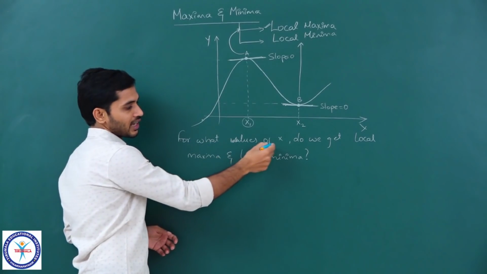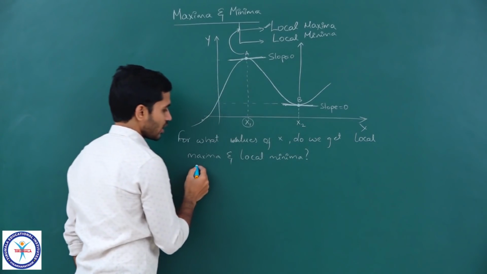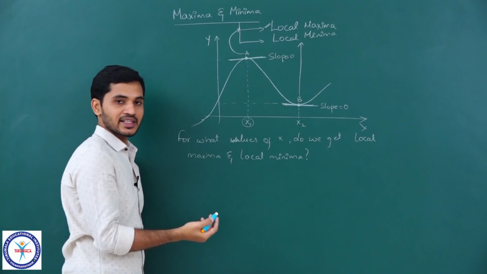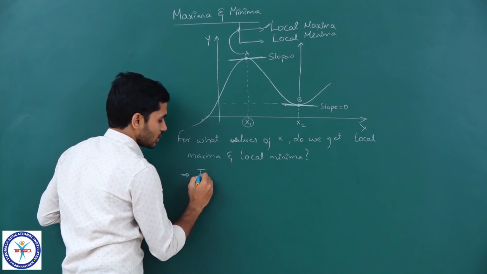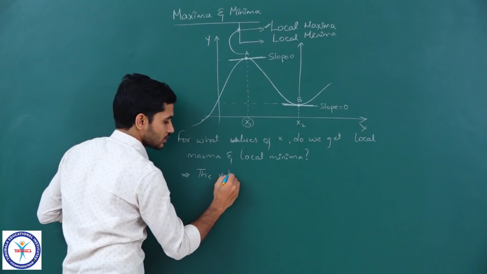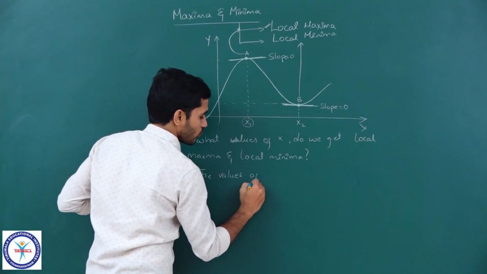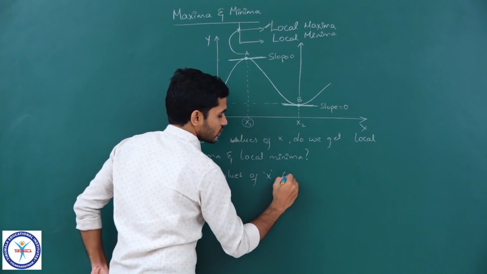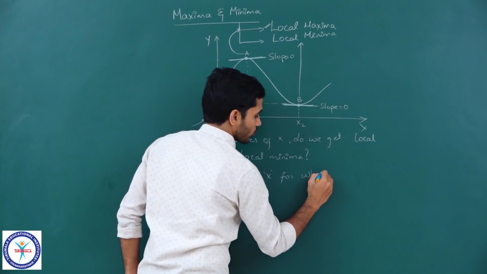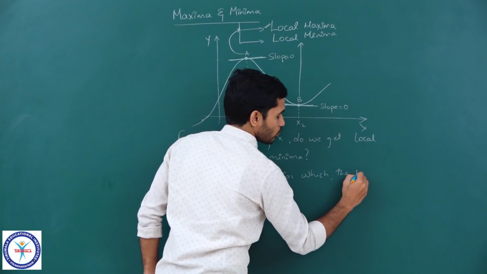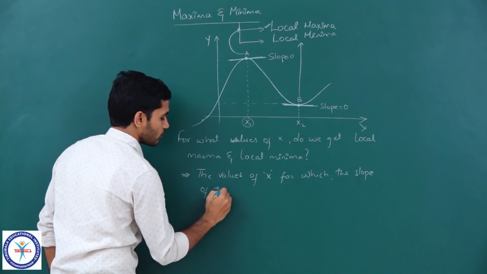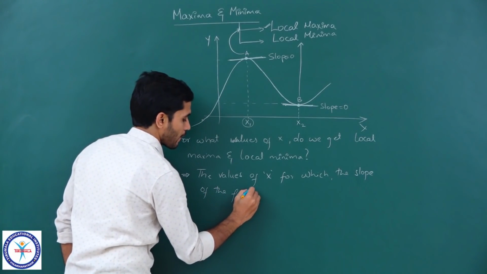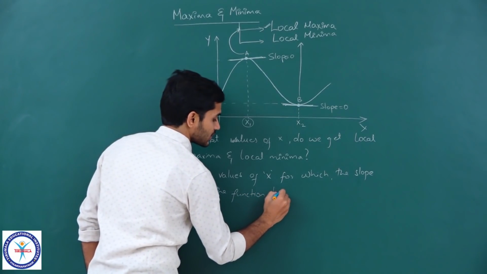So, for what values of x do we get local maxima and local minima? You can answer this now. The answer would be the values of x for which the slope of the function becomes 0.